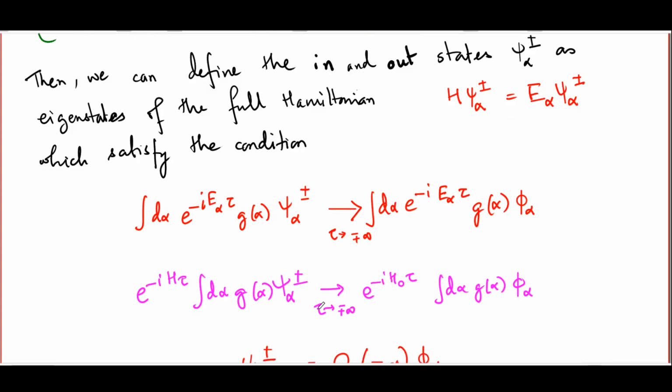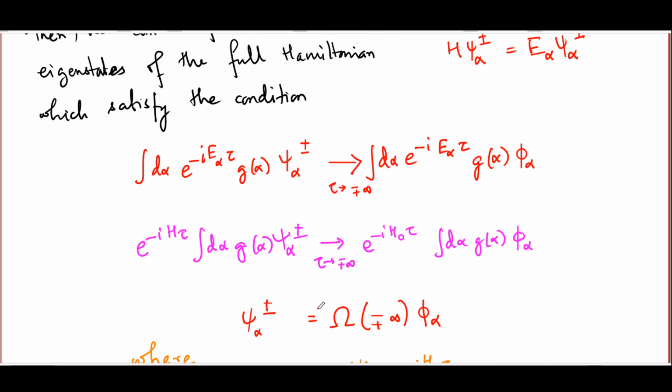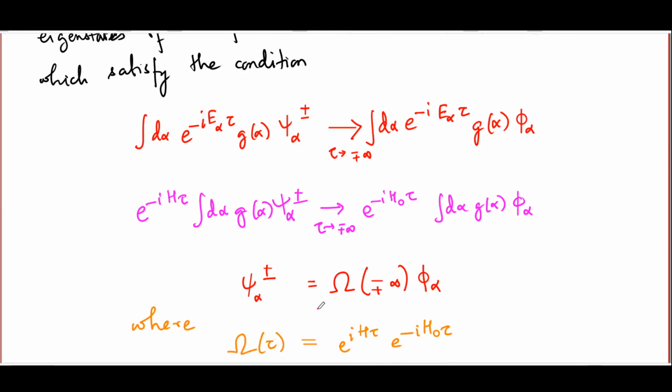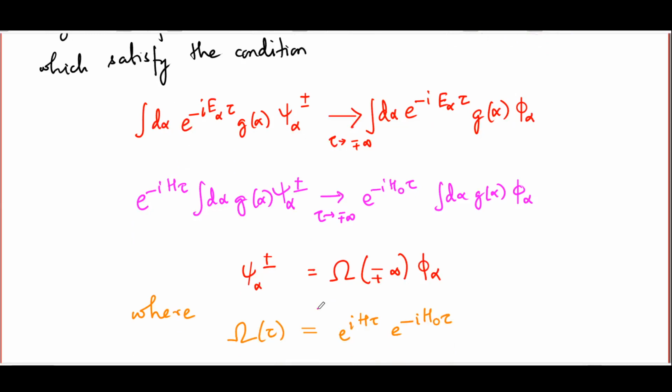And if we just rewrite this a bit, we can write psi alpha plus minus in the following form. Psi alpha plus minus will essentially be e to the i H tau into e to the minus i H0 tau phi alpha, once you take the limit as tau goes to minus plus infinity. So if we define the operator e to the i H tau e to the minus i H0 tau as a function omega of tau, this of course is an operator valued function, then the value of omega at minus infinity and plus infinity acting on phi alpha will give us psi alpha plus minus.